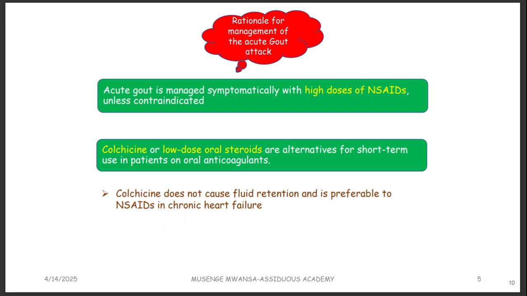So imagine someone has got gout. They also have chronic renal failure. One symptom of renal failure is that there's going to be retention of fluid.